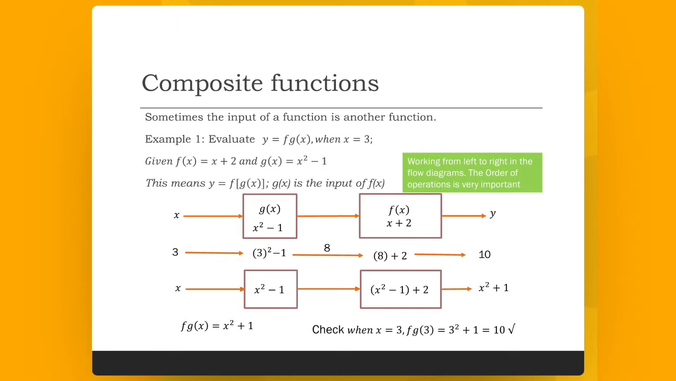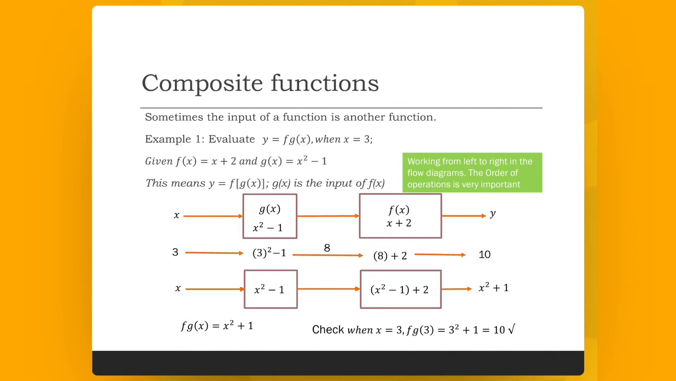Sometimes the input of a function is another function. For example, evaluate y equals fg of x when x equals 3, given f of x equals x add 2 and g of x equals x squared minus 1. This means g of x is the input of f of x. Now there are two approaches you can take.